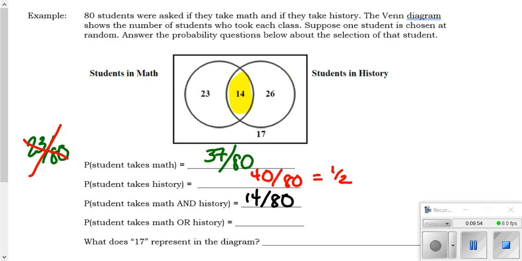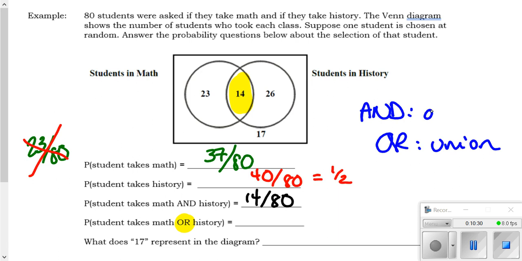Now the next part is a little bit strange because the way that English works is not quite the same way as how math works. So when we say math or history in day-to-day speech, we might mean only math or only history. That is not what we mean in probability. We mean I am a person who takes math or history or both. In other words, "or" is a word that means union. That would be good to write down. So, or, I want to think union. And in the previous question, I wanted to think about the overlap, or the intersection.